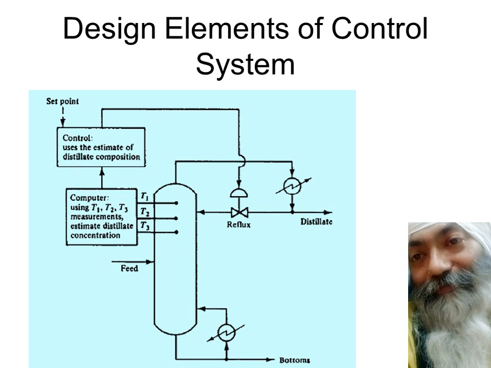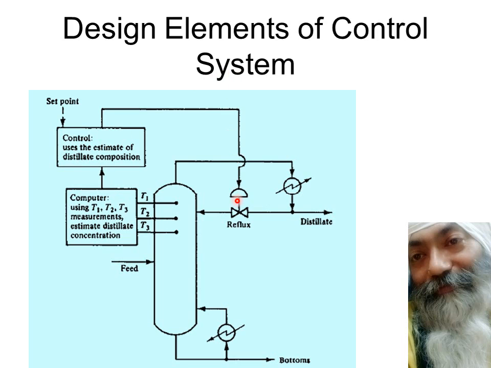So here we have again the process, and we are going to control the reflux, but this composition is not directly measurable, so you cannot take the feedback from here and give it to the reflux control valve. So what we do is that we cannot get the feedback directly, so we measure these secondary variables. T1, T2, T3 are the secondary variables. They go to this computer, and that's going to estimate the concentration which cannot be measured directly, and that goes to the controller.